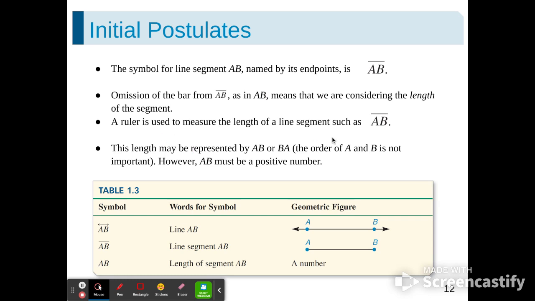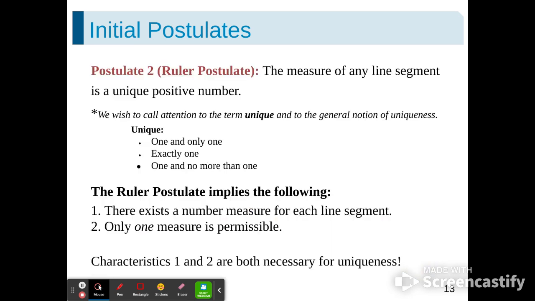And a ruler can be used to measure the length. The length can be represented as BA or AB. However, AB must be positive, because if it's a measurement, it's got to be positive. It can't be negative. So we've got a little table there. Postulate 2: the measure of any line segment is a unique positive number. So once again, why is it positive? Because it's a measurement. It's a length. Length cannot be negative. Negative is just a quantity measuring difference between two numbers.